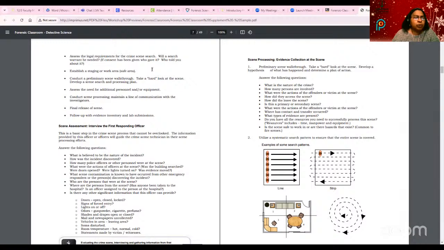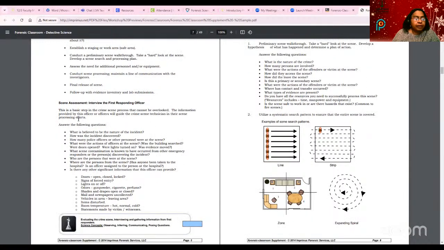Establish a staging or work area where you can collect the information and not have things scattered all over the place. Assess a need for additional personnel. Everybody who shows up at first may not be the expert you need. So decide what experts are needed and call them in, and then do a final release of the scene and follow up with evidence and inventory and lab submissions. All right. The things the responding officer should do.